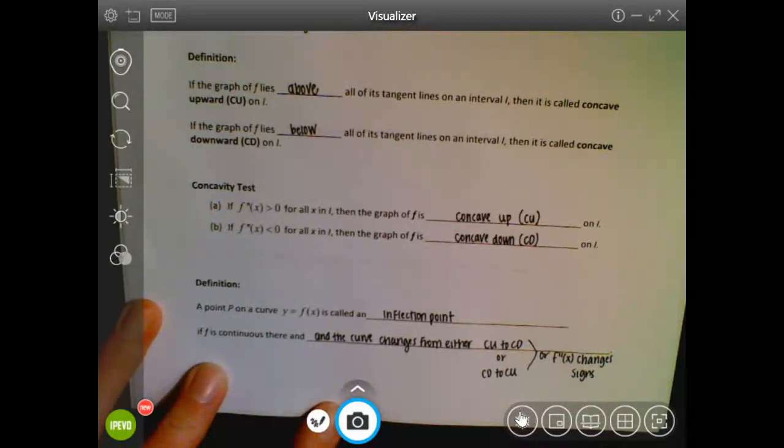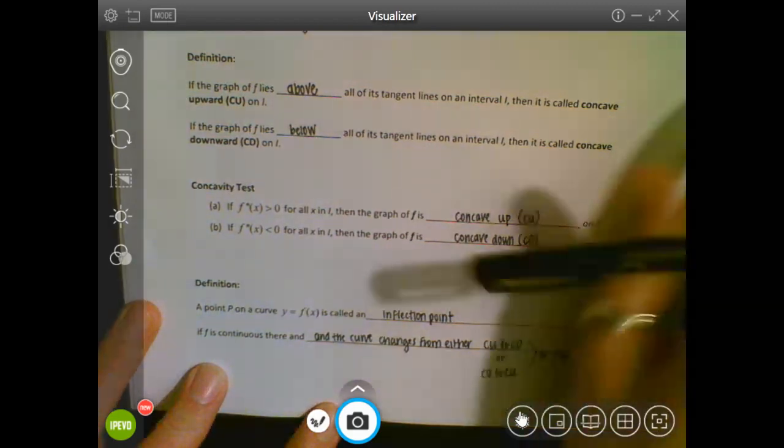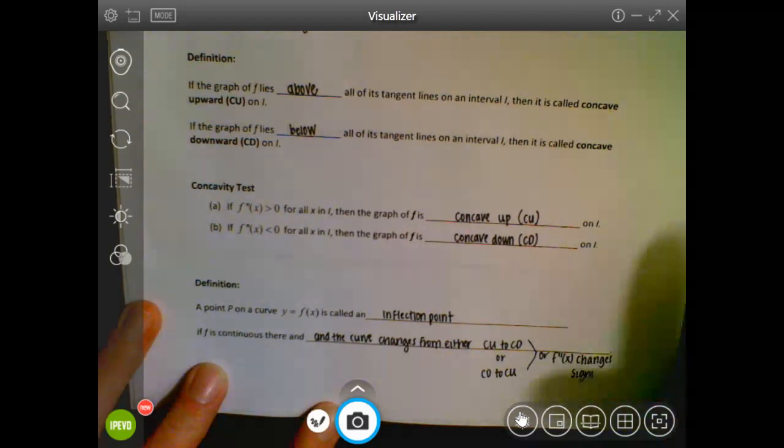So we'll look at this graphically, and we'll look at this algebraically just to see what this looks like in different instances. We'll be looking at the first derivative graph first, and then we'll be looking at a second derivative graph later.